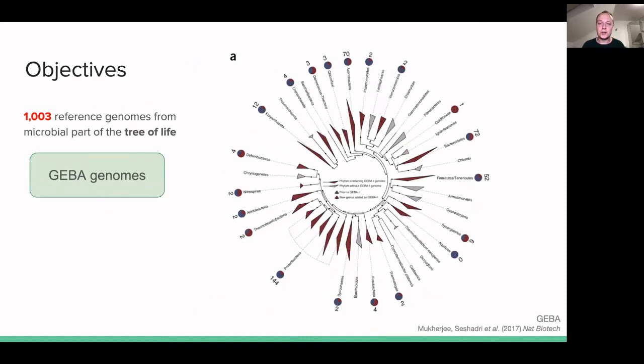So our starting point in thinking about protein structures and exploring the microbiome is the GEBA genomes collection, which is 1003 reference genomes from the microbial part of the tree of life. So this gives us insight into evenly sampled taxa and microbial clades from across the tree of life. This essentially gives us a cross-section of what's happening in the microbial world.